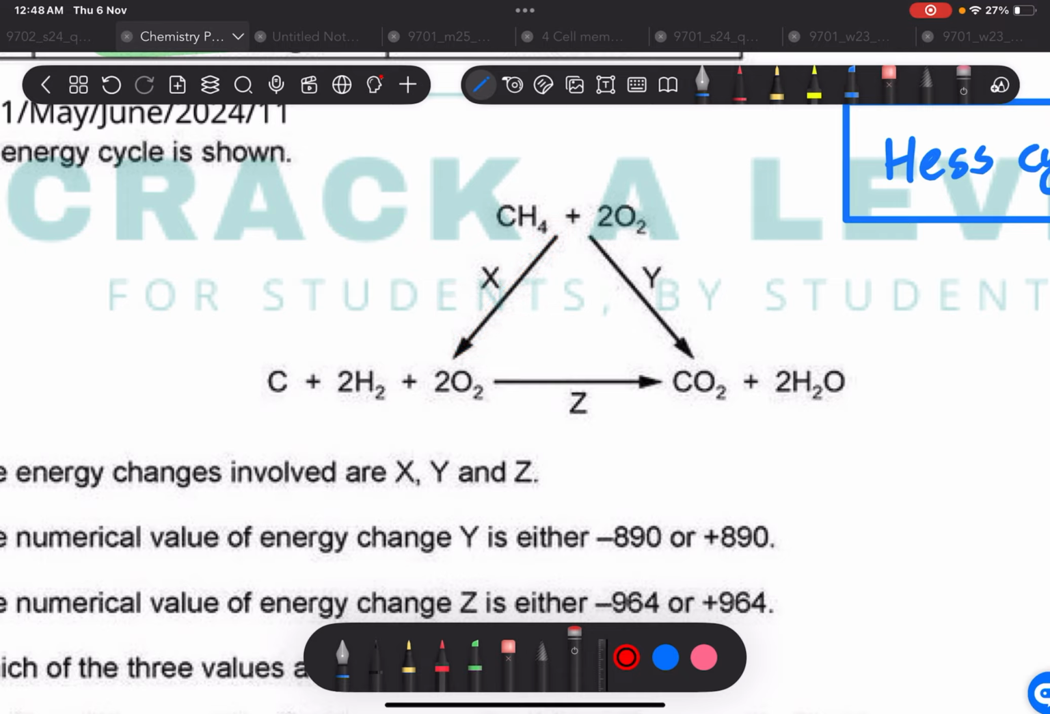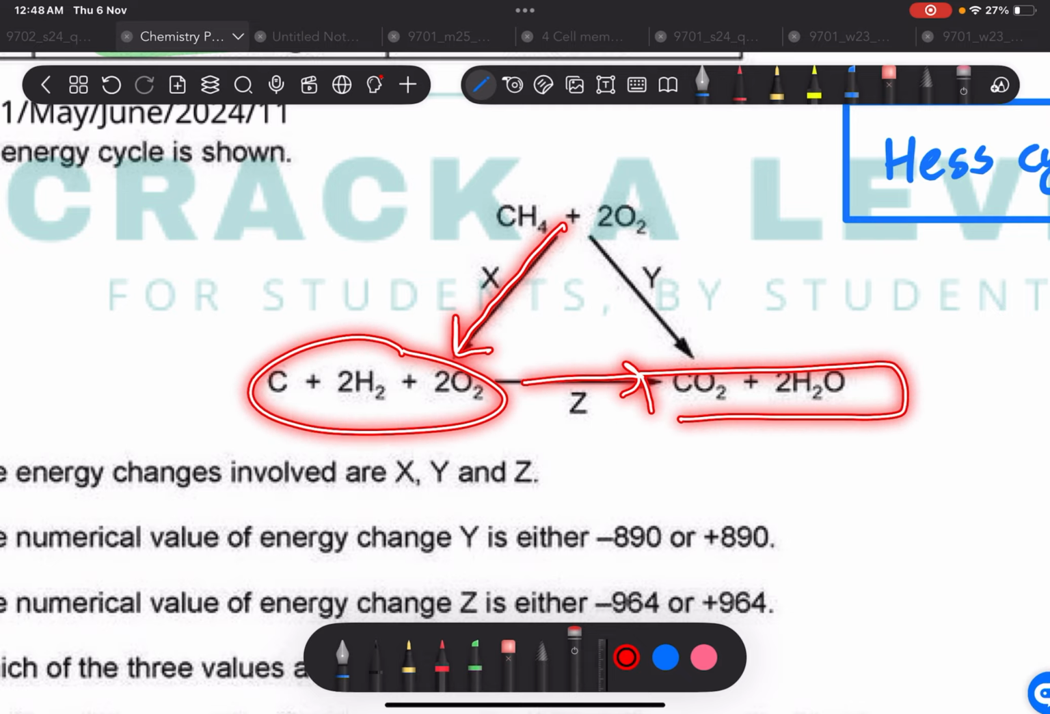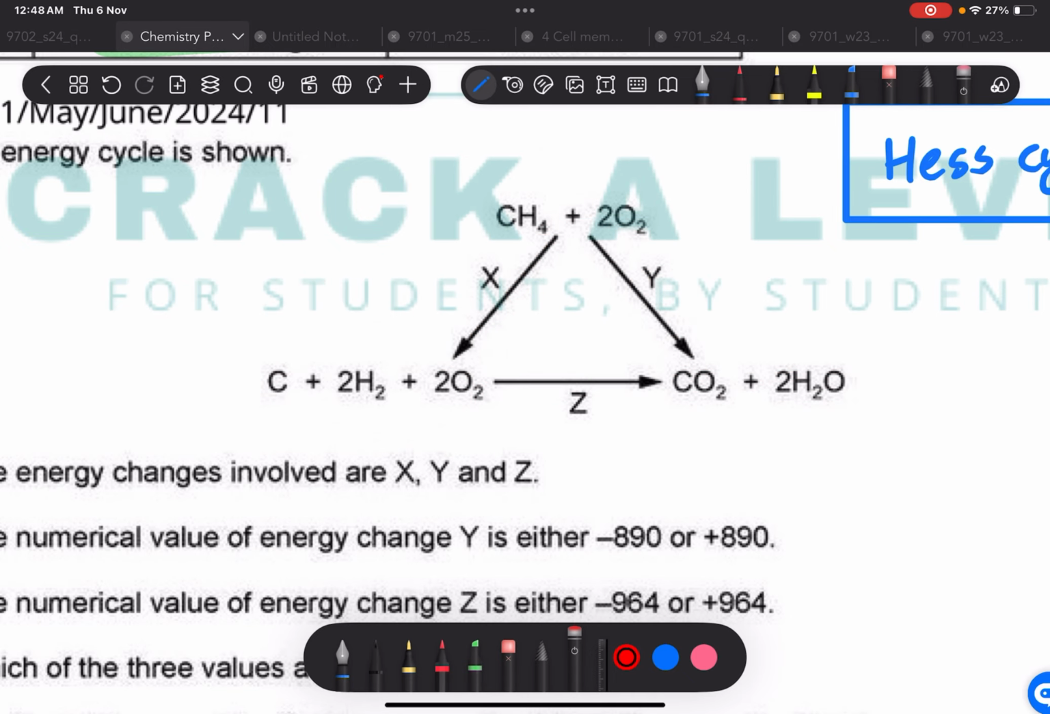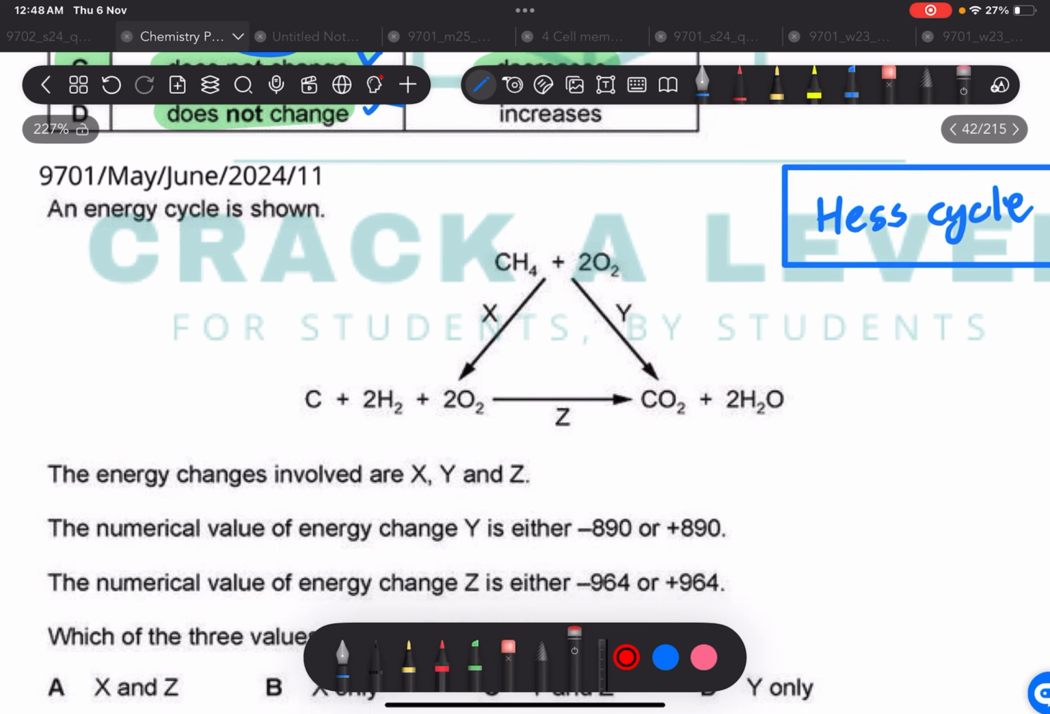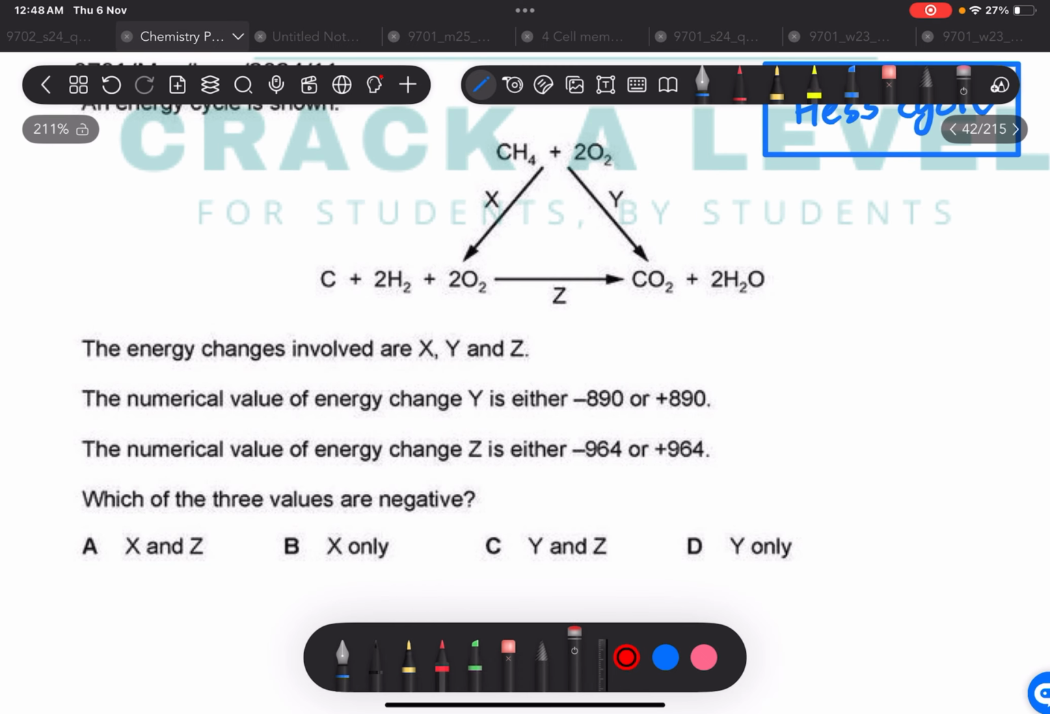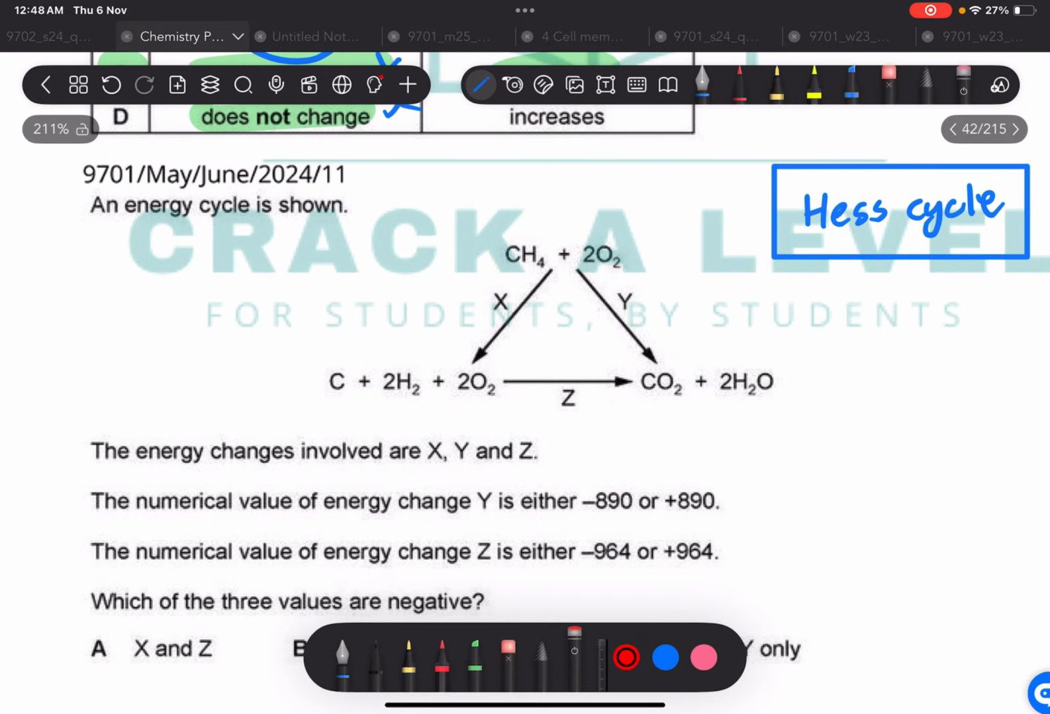So, methane is broken down into elements, these elements then form carbon dioxide and water, and methane is combusted to form carbon dioxide and water. So all the arrows are pointing towards this side, carbon dioxide and water. Okay, let's read the question. The numerical value of the energy change Y is either negative 890 or positive 890. Now this should be crystal clear to you guys.